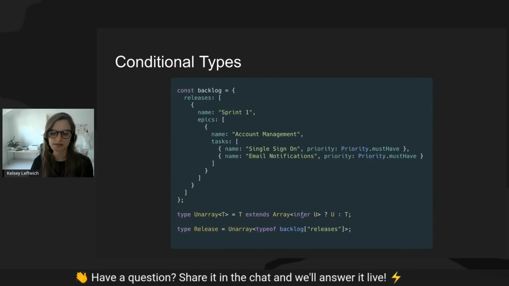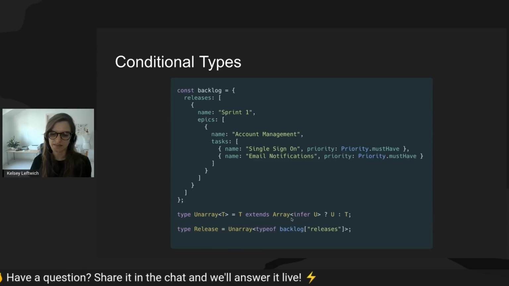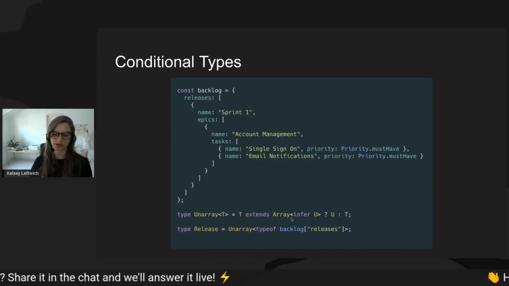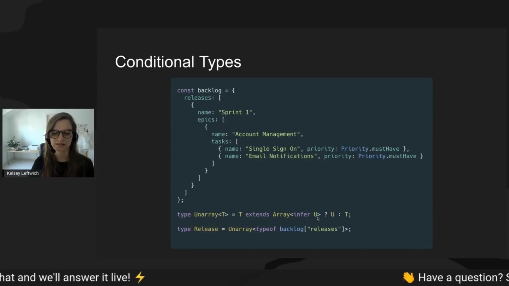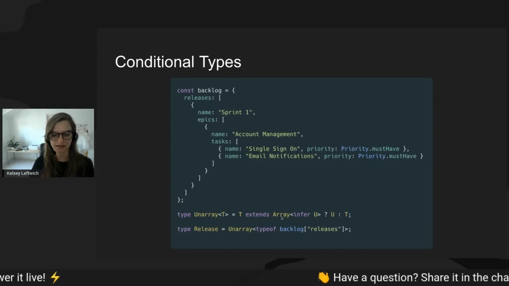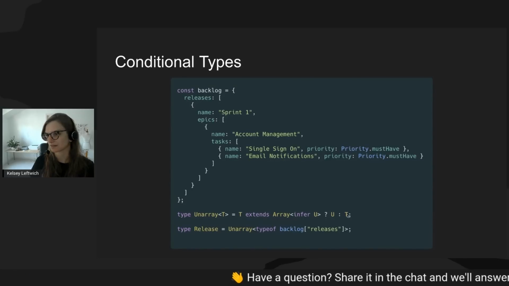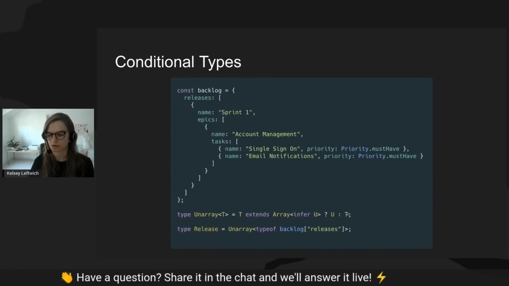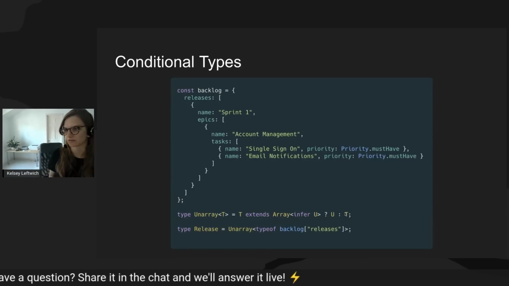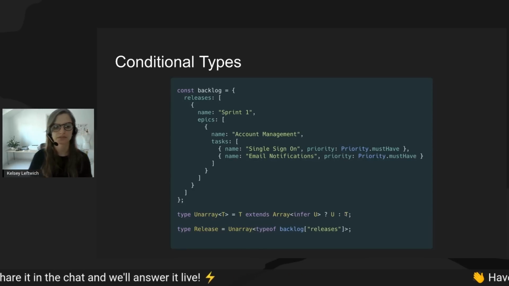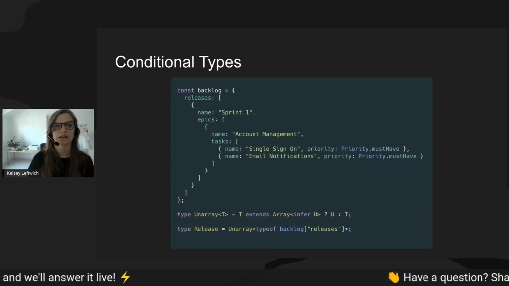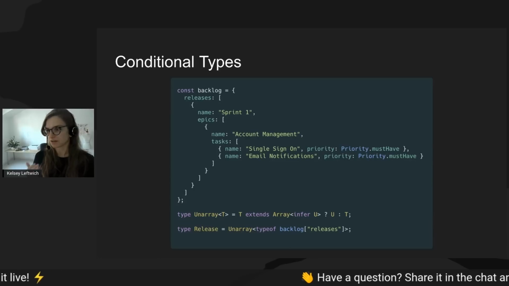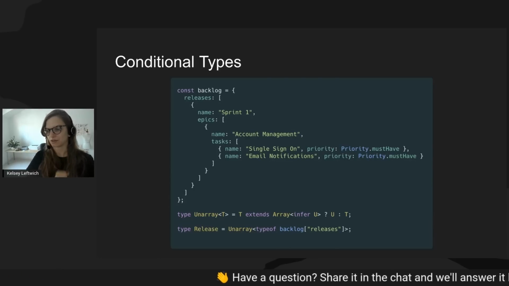Whereas if it doesn't, and this is just a personal choice on what you want to do if you write an unarray helper function like this, if it doesn't extend array, if it's not an array, I'm just going to return back the type. So if I just passed in a string or a number, it would just return a string or a number. You could also have it return never, and that might be a good check. You told me to unarray this, but it's not an array, so I'm returning never to kind of halt your progress down this path that you're trying to go on.